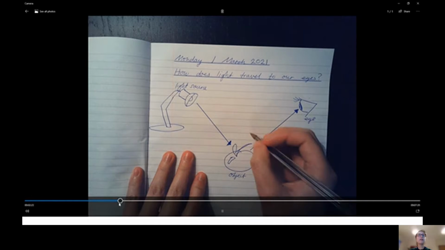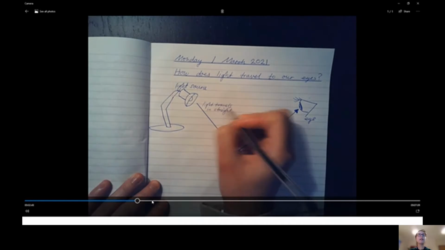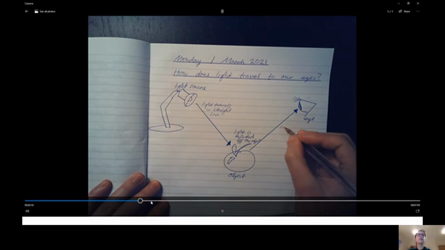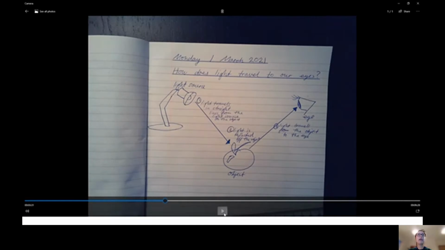Okay, so the next thing that I'm going to do is write step 1 out. Light travels in straight lines. Oopsies, jumped a bit too far. Here are the 3 steps. Light travels in straight lines from the light source to the object. Step number 2. Light is reflected off the object. It bounces off the object. And step number 3, light travels from the object to the eye.